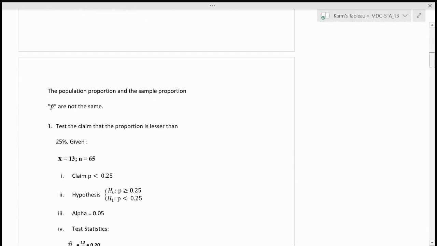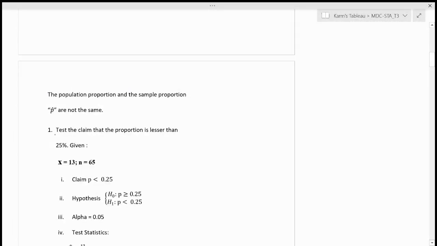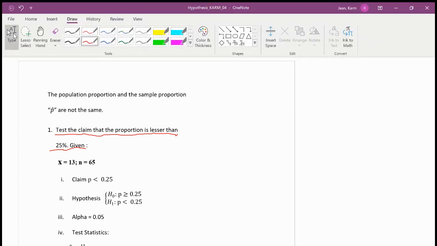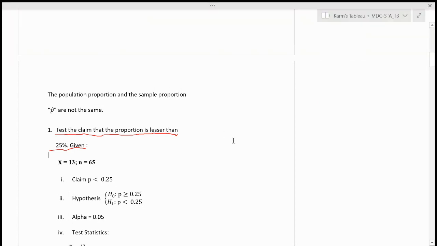Now this is a generic example I'm going to be using with you. This one says test the claim that the proportion is less than 25%. As I told you before, I will be using a generic example that can be applied to any type of situation. So to make this one clear, let me just create one example quickly.